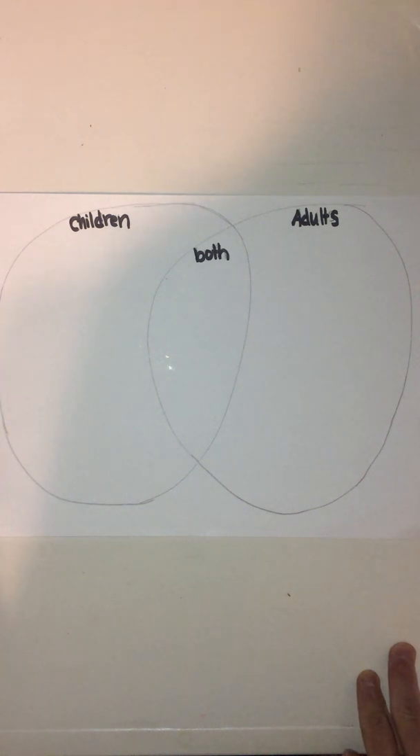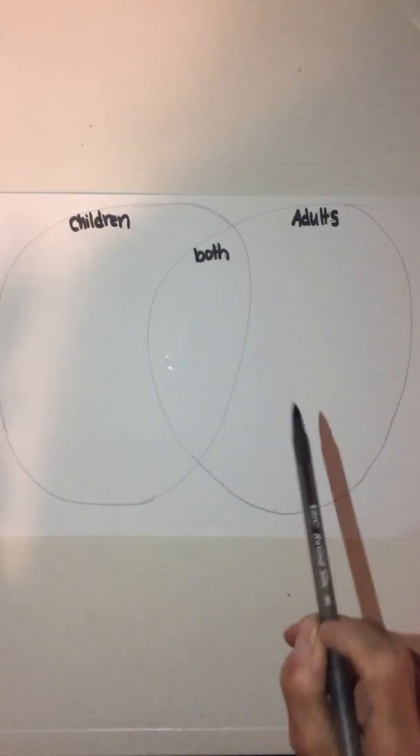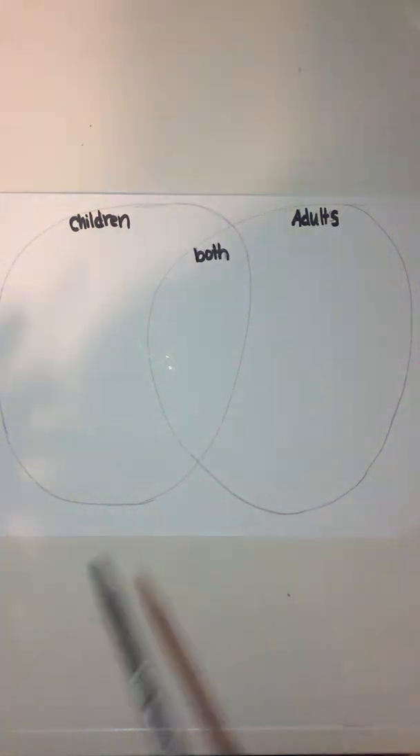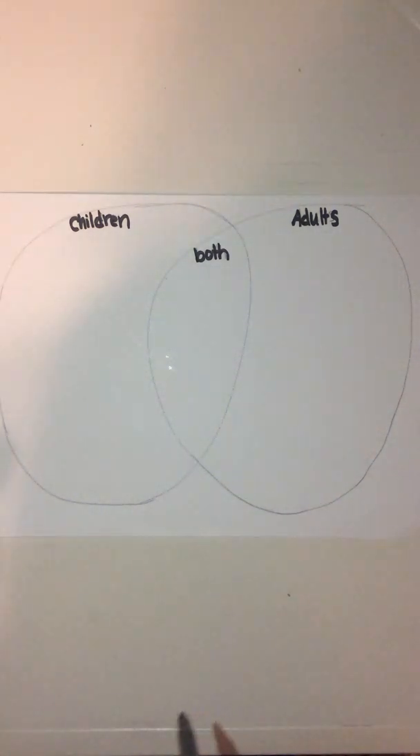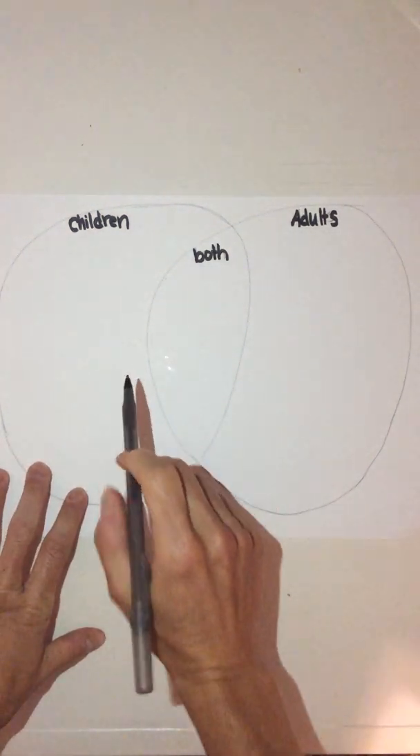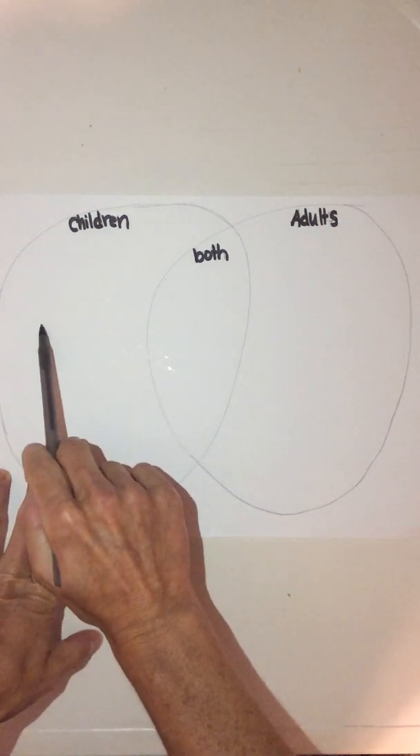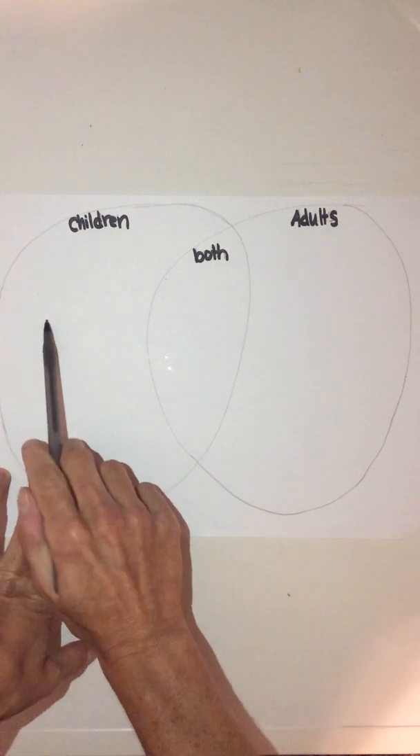Maybe there are some activities that you both do. Maybe there are some activities that are different. But right now, I am going to continue filling this in. I used the words and the pictures in the text to help me get my information. So first, I am going to write down what only the children did, the activities that only the children did.